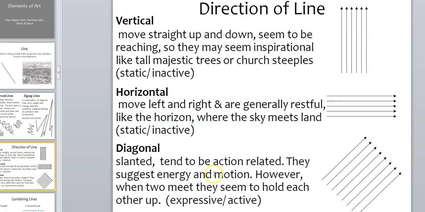Again, if we come back over to our notes, this whole reading part here, it says these may seem to be inspirational, like tall, majestic trees or church steeples. However, they are static, inactive lines, meaning generally trees and church steeples don't move. Horizontal is like the horizon where the sky meets the land. Again, static, inactive. They're stable. It doesn't, barring earthquake, move. Diagonal, on the other hand, tends to be action-related, thinking energy and motion, such as something holding something else up or something rolling down a hill. These are expressive and active.